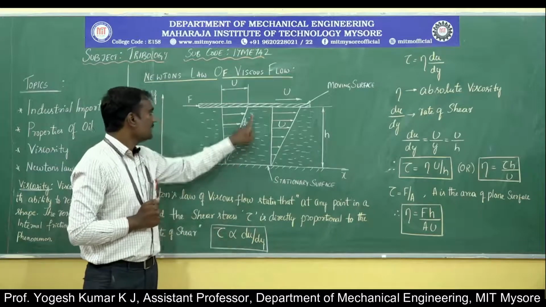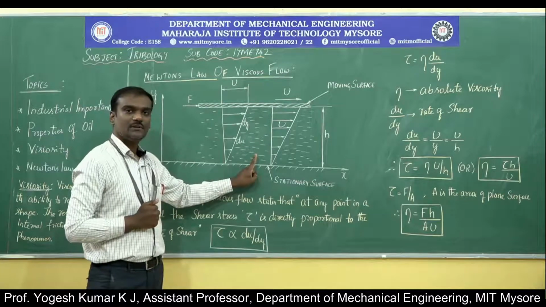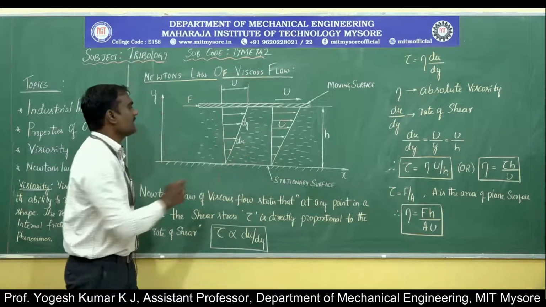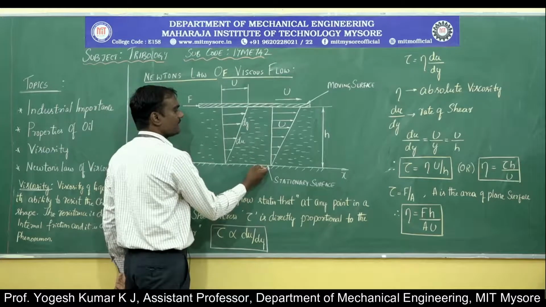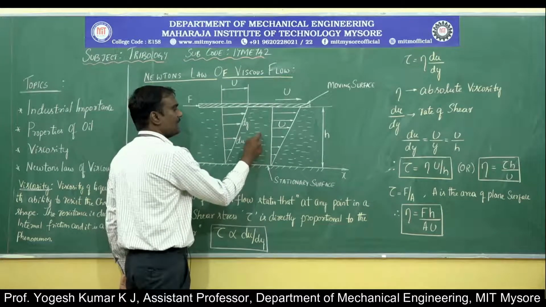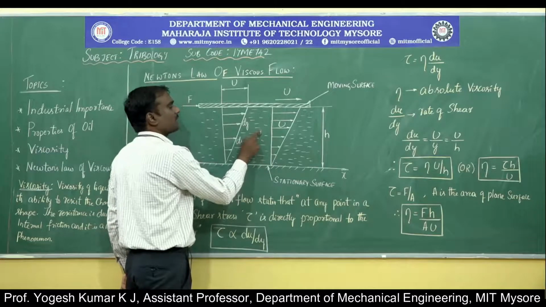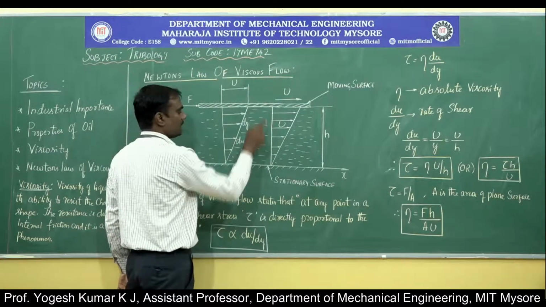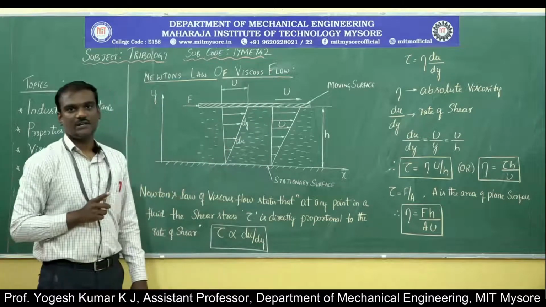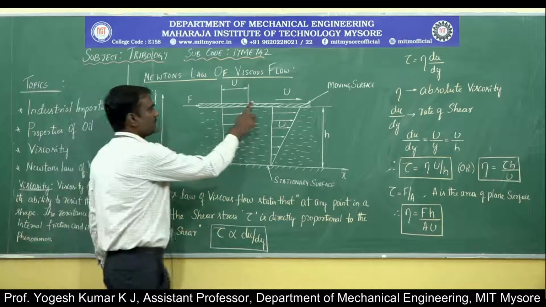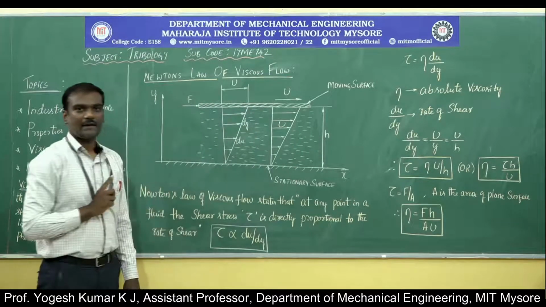As I said, it is with respect to the velocity and the distance. So if we consider any point between the moving surface and the stationary surface, the velocity of the fluid at any given point is a function of the distance between the moving surface and the stationary surface. The distance between the moving surface and the stationary surface is h in our diagram.